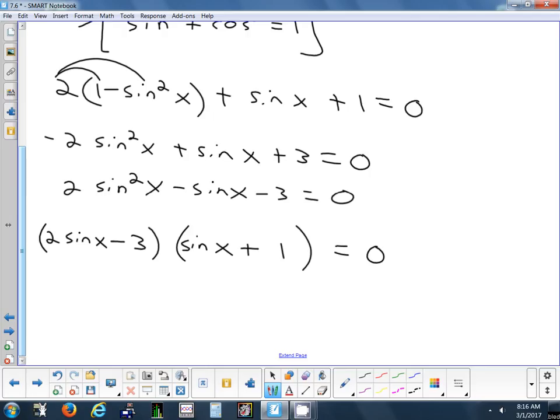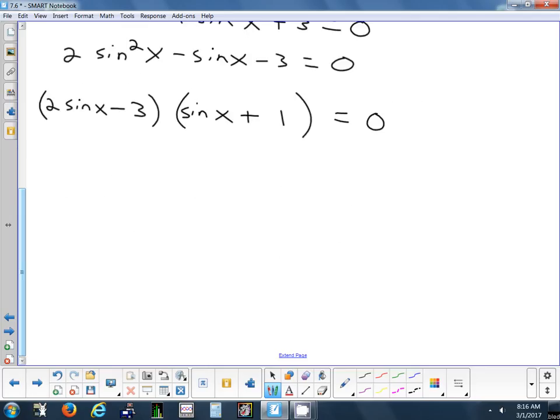And now we solve this just like it was 2x minus 3 and x plus 1. What do we do with each factor? Set them each equal to 0. So either 2 sine x minus 3 equals 0, or sine x plus 1 equals 0.